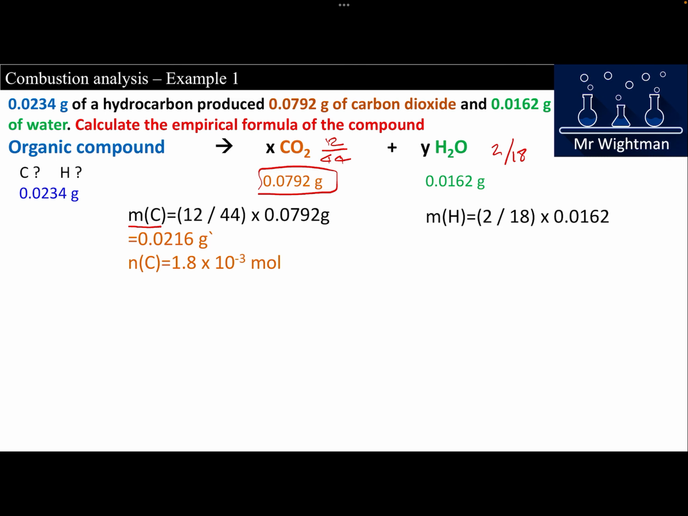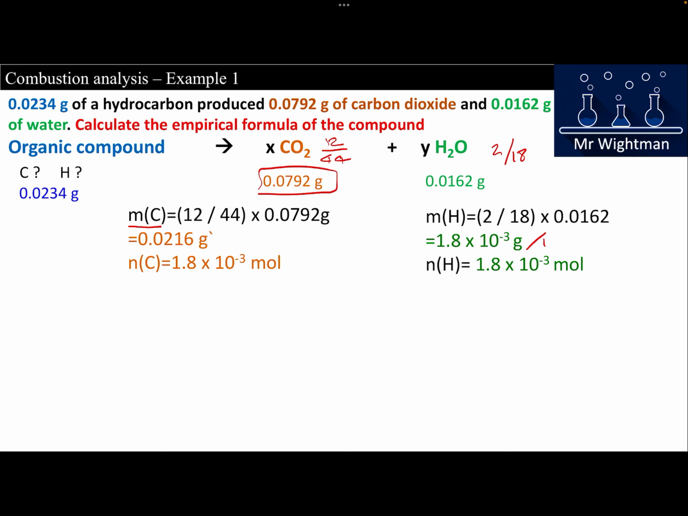And so the mass of hydrogen would be 2 over 18 times the mass of water, and that would give us the mass of hydrogen. What we are aiming to do is to get the number of moles of each, because if we have the moles of each, then we can get the ratio between them, which is what this type of question wants us to do. The relative atomic mass of hydrogen is only 1, so 1.8 times 10 to the minus 3 divided by 1 will give us the moles of hydrogen as being 1.8 times 10 to the minus 3.